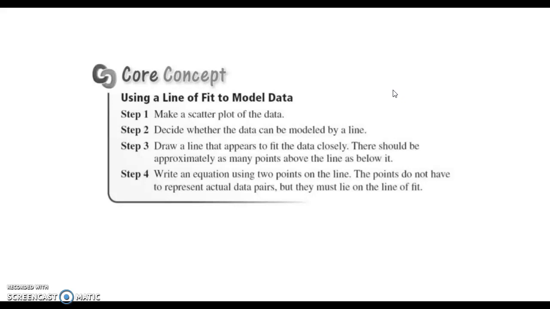You draw a line that appears to fit the data closely. So you want to have about the same number of points above the line as below the line. And then you write an equation using 2 points on the line. Now this is very important. The 2 points you use do not have to represent actual data pairs. They don't have to be part of your scatter plot points. They have to be points on the line of fit. And I'm going to show you what that means.